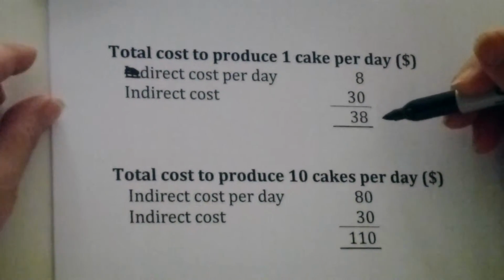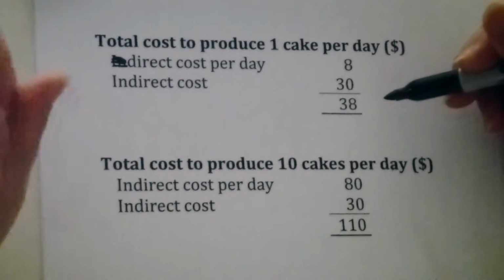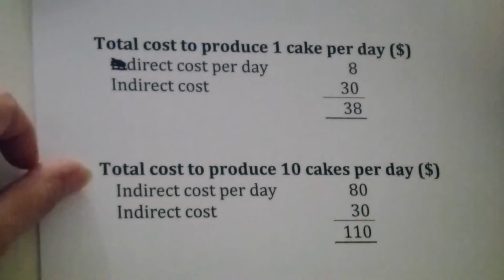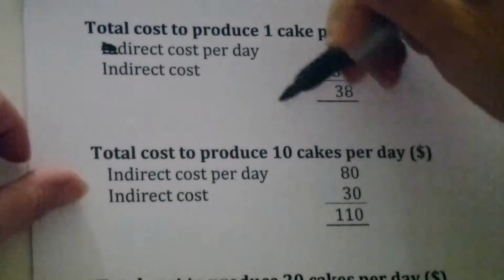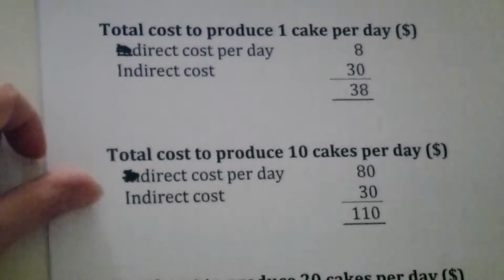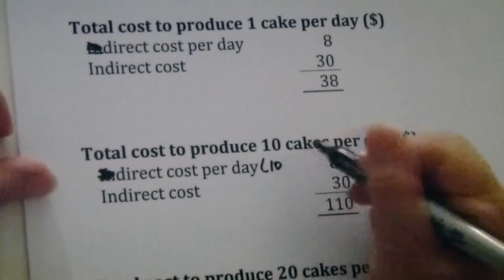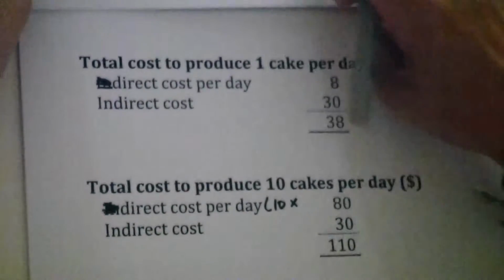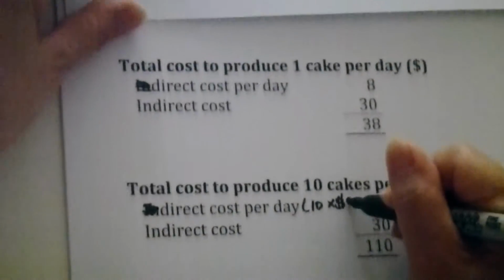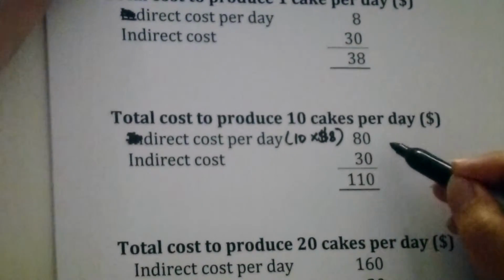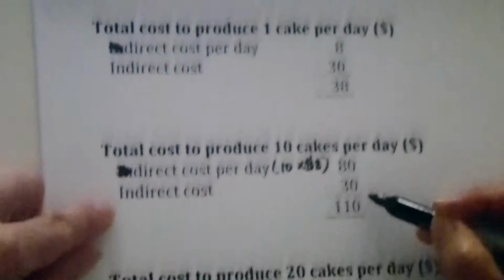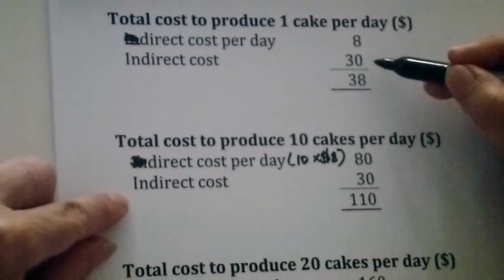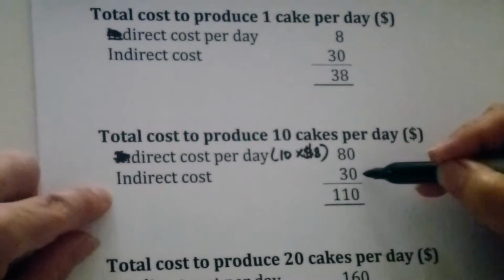Yep, $30. So the cost of producing 1 cake per day, if you make 1 cake for that day, will be $38. Now the total cost of producing 10 cakes per day: your direct cost will be 10 cakes multiplied by $8 per cake. So that's how you arrive at $80. Your indirect cost will not change whether you make 1 cake or 2 cakes or 10 cakes in this case. It will stay the same in the short run.